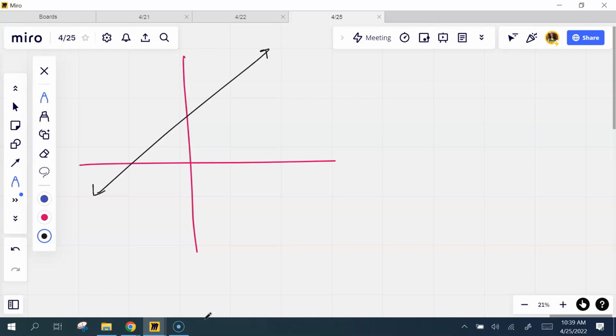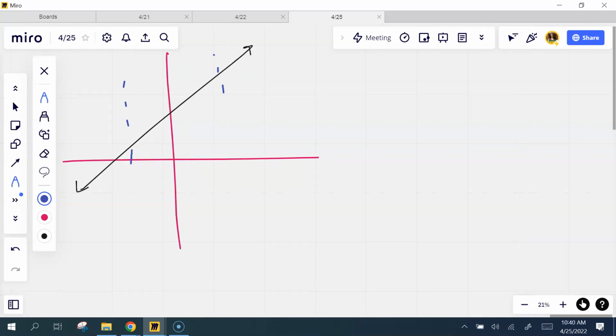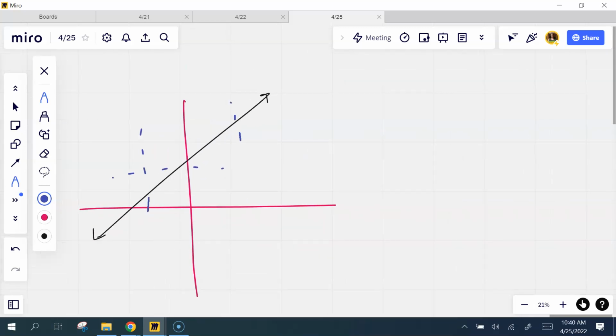The question is, is it one-to-one? So I got two things to check for one-to-one. What are they? Vertical line test and horizontal line test. If it passes both, it's good. It's one-to-one. If it fails one of them, just one of them, it's not. So this one passes the vertical line test, yes. There's nowhere that I could drop a vertical line where it wouldn't intersect. And it also passes the horizontal line test. So yes, this is one-to-one.